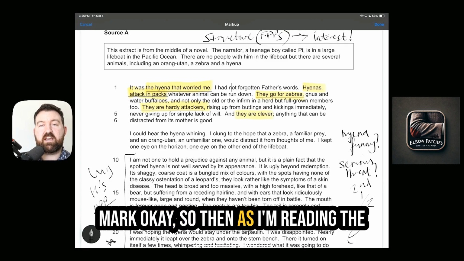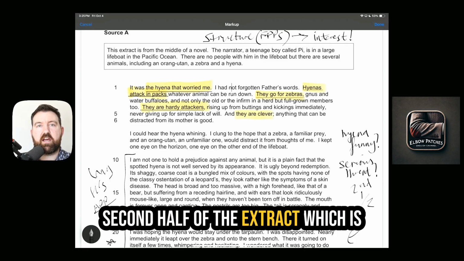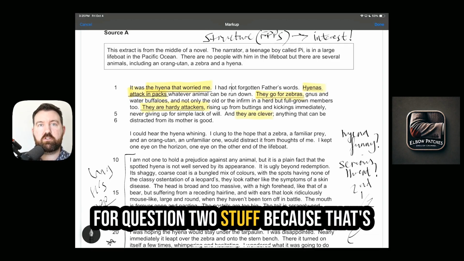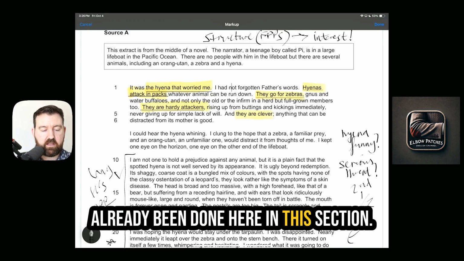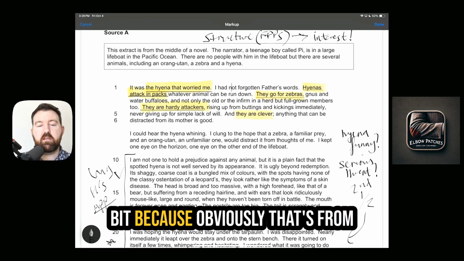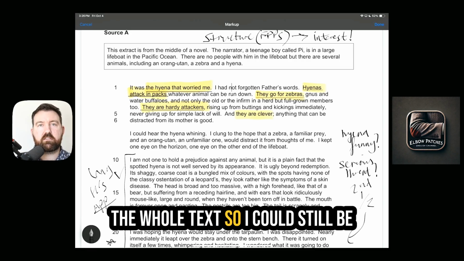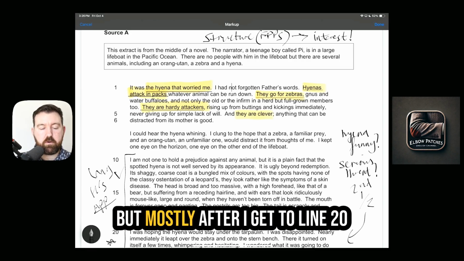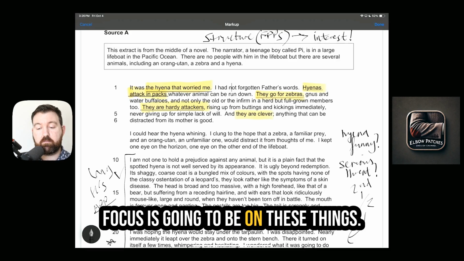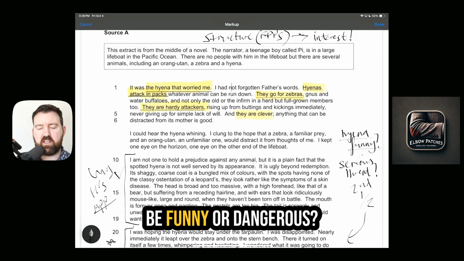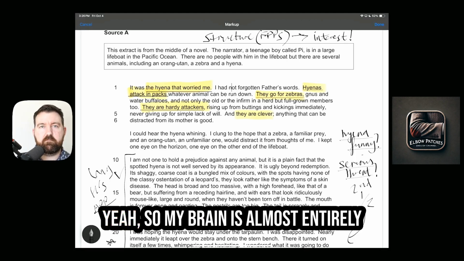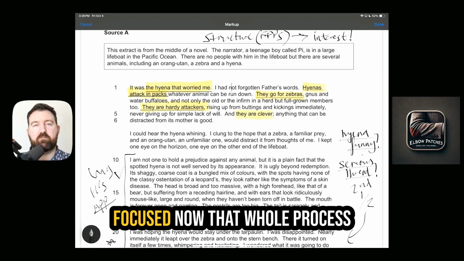Okay. So then as I'm reading the second half of the extract, which is question 4 territory, I'm not looking for question 2 stuff because that's already been done in this section. I might still be looking for question 3 structural stuff a little bit because obviously that's from the whole text. But mostly after I get to line 20 and keep reading down, most of my focus is going to be on these things. Does the hyena appear to be funny or dangerous? Does the hyena seem to be a serious threat or not really? So my brain is almost entirely focused.